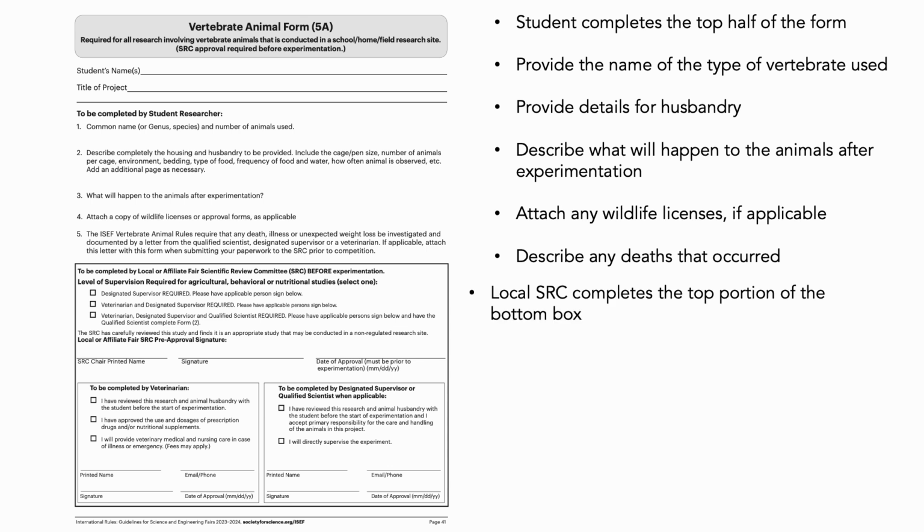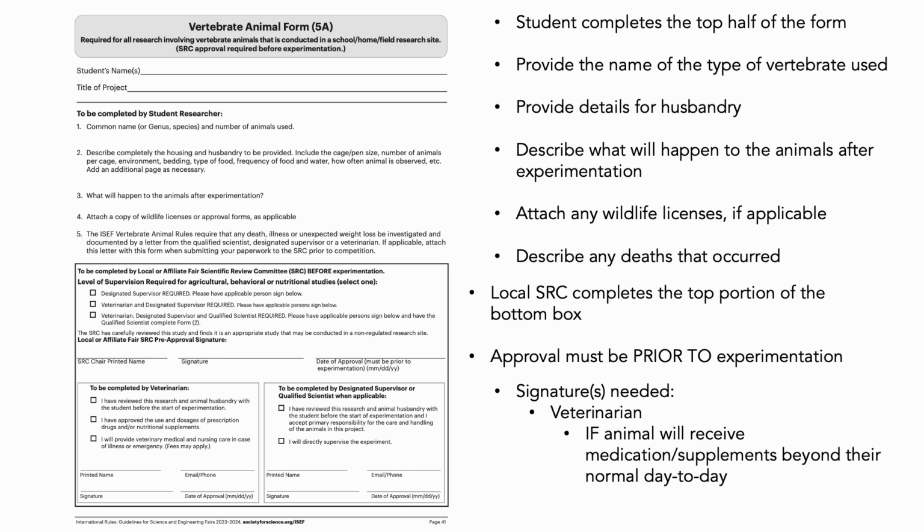The local SRC will then complete the top portion of the bottom box on this form. The approval on this form must be received prior to the student performing any experimentation. And there are some signatures that are needed on this form. A veterinarian should sign if an animal will receive any medication or supplements that are beyond their normal day-to-day receipt of medication or supplements. And a qualified scientist or designated supervisor should sign for all experiments. That's the signature in the right side box.